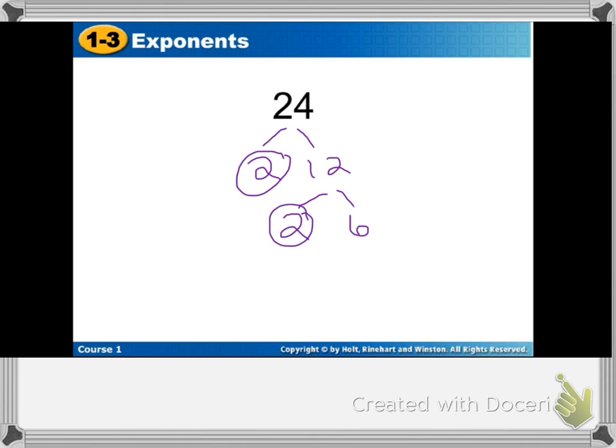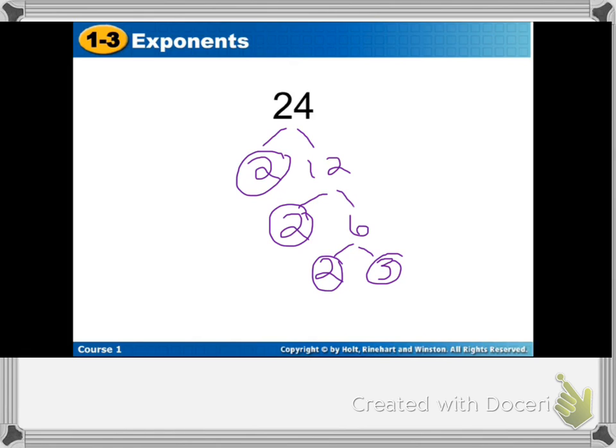2 is prime, so I'm going to circle it. 6, however, is composite, so I have to keep going. To get 6, I would multiply 2 and 3. 2 and 3 are both prime. So now I know that I have my number broken down into all those primes. I circle them just to make it stick out a little bit.